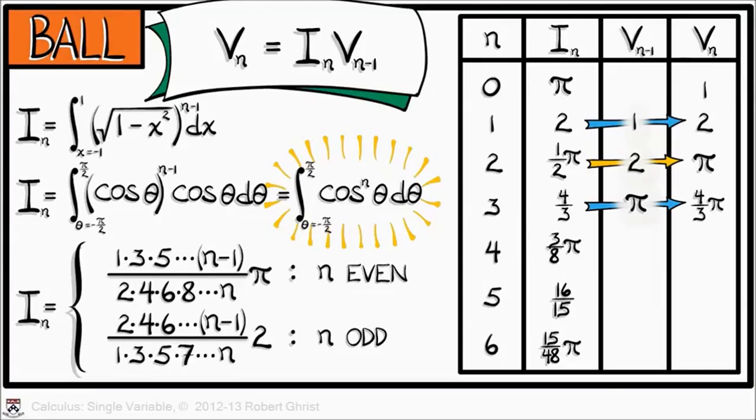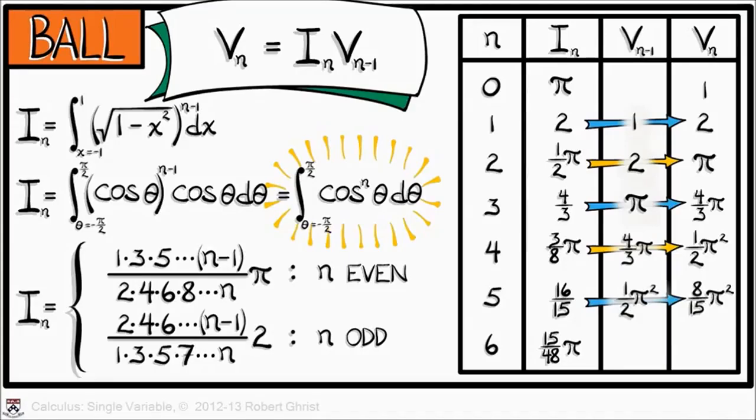Now we get to something that most of us don't know. What is the volume of a four-dimensional ball? Well, according to this formula, we multiply I sub 4, that is 3/8 pi, times V sub 3, that is 4/3 pi, and we obtain pi squared over 2. So the volume of a four-dimensional ball of radius r is pi squared over 2 times r to the 4th.